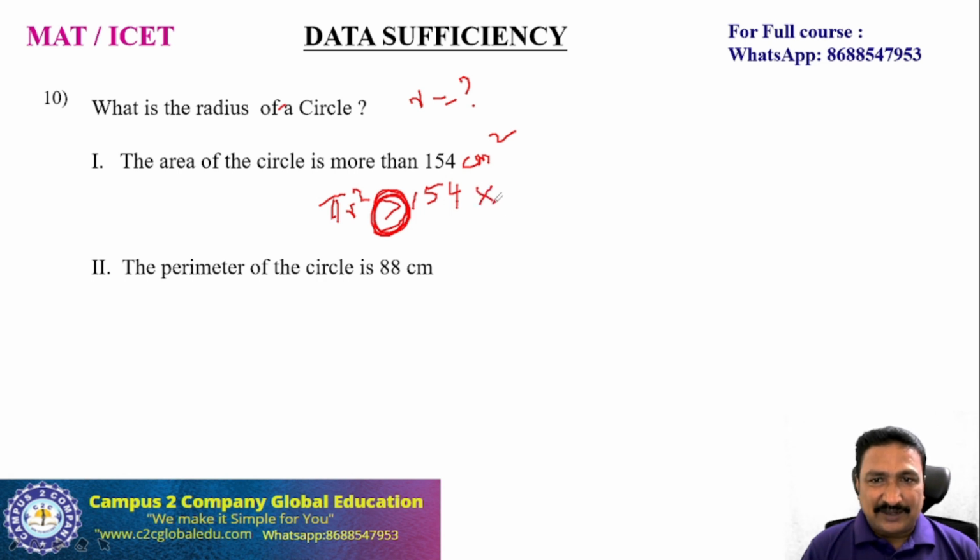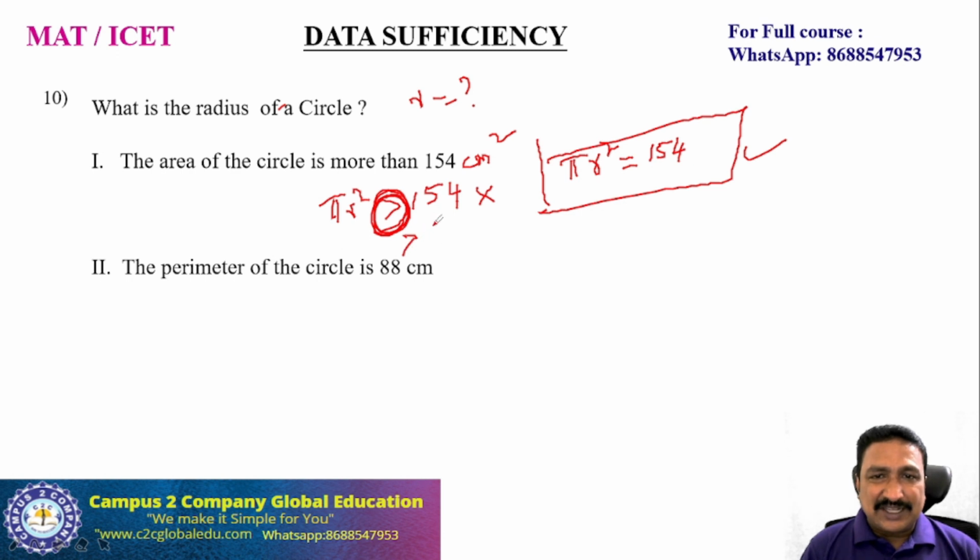So we can eliminate it. Suppose they say the area of the circle is 154, suppose they say pi r square is equal to 154. In this case we can find the answer. But here they gave more than, meaning greater than. So it is not exact information. So we cannot find the answer from the first statement. We will go to the second statement, friends.